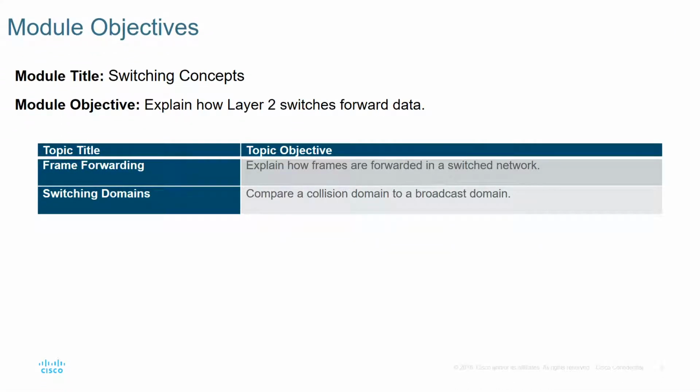The objectives for this week are to look at switching concepts. We'll explain how Layer 2 switches forward data. We'll look at frame forwarding and explain how frames are forwarded in a switch network. And look at switching domains. Compare a collision domain to a broadcast domain.